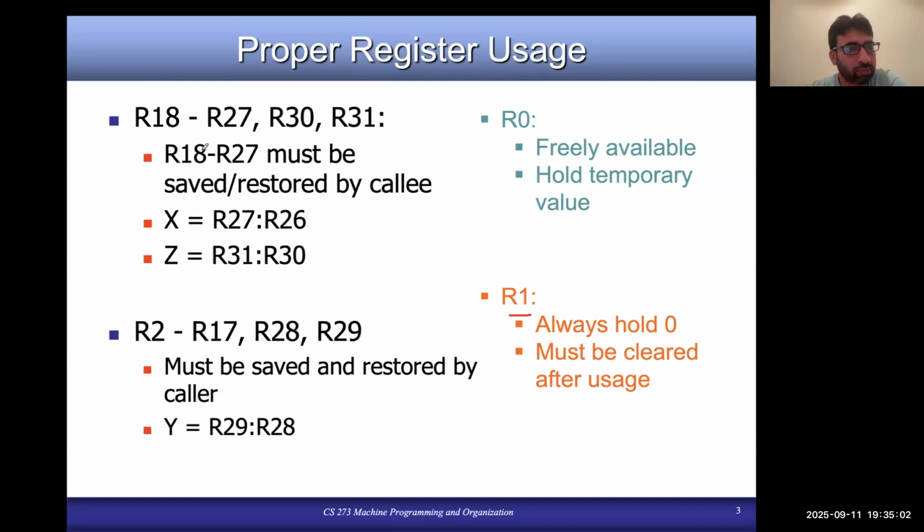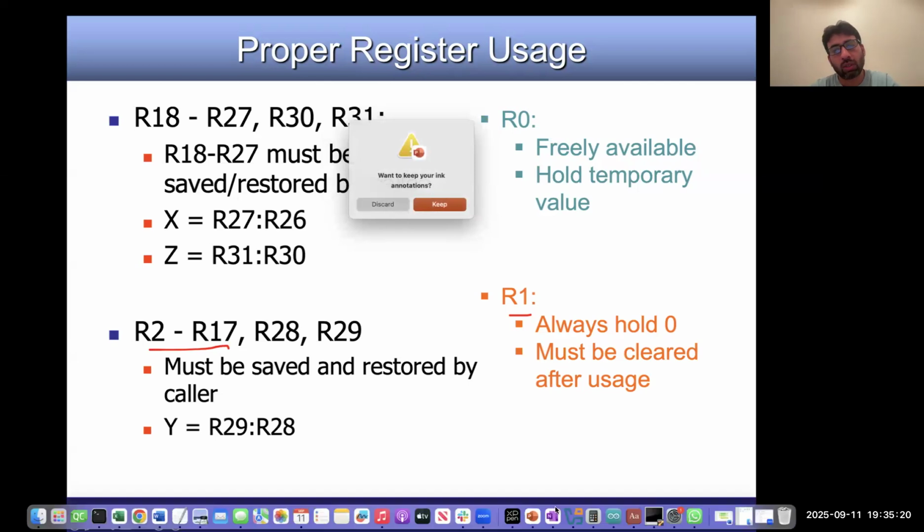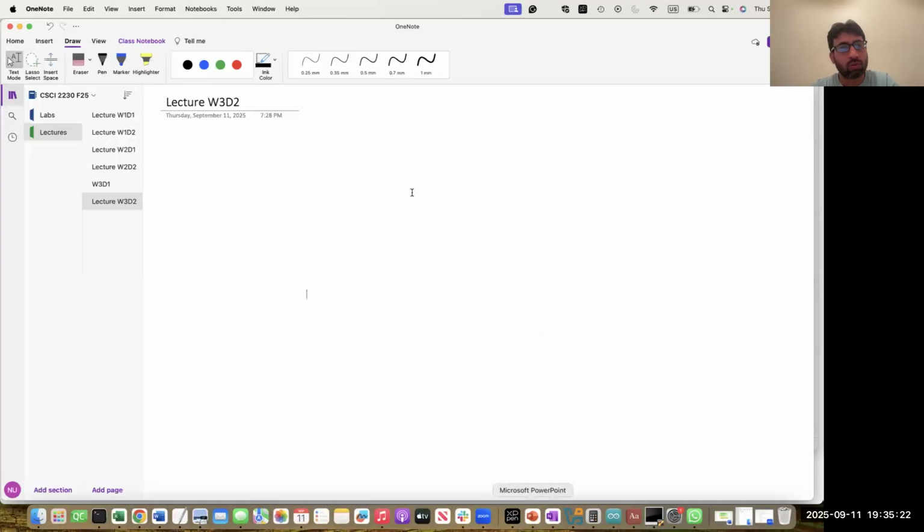Other than that, your R2 to R17 registers must be saved and restored by the caller. What does it mean? Let me explain by going to OneNote.